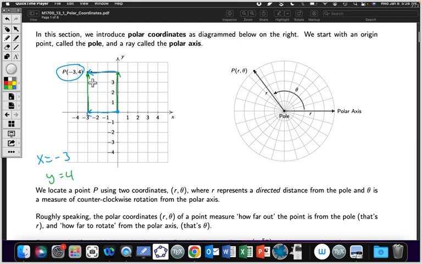So they use the adjective rectangular to describe this coordinate system because the motions of the system are left and right and up and down, which forms a little rectangular motion there.